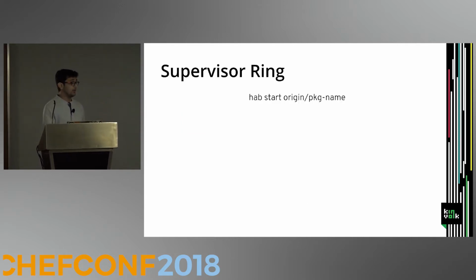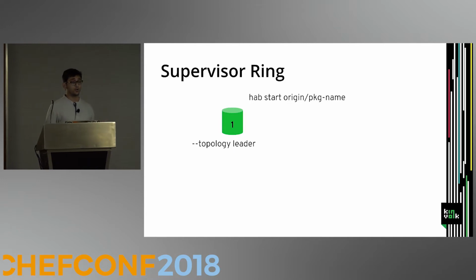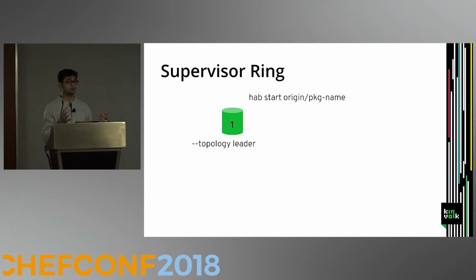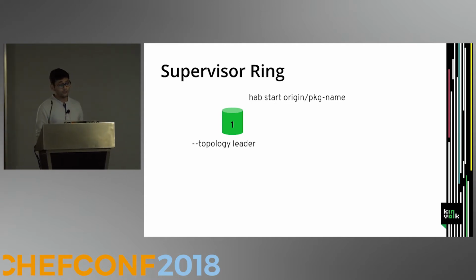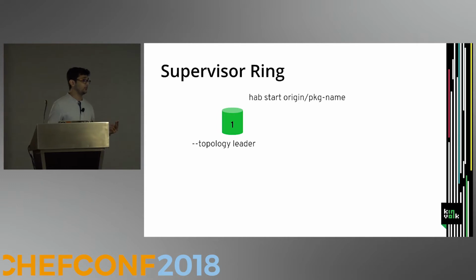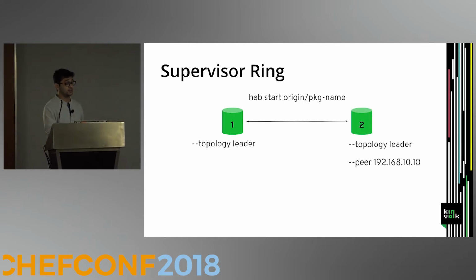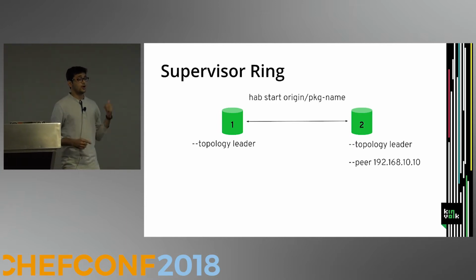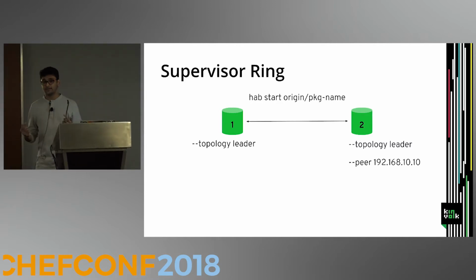And if you run the same command with the topology as the leader flag, that starts the first supervisor instance in the leader topology. The topology is a way of telling the supervisor that there's going to be more, or are you alone or not. Now, if you were to run another instance of your application with the same flag topology as leader, but an additional flag as peer, which is the IP address of your first supervisor, now they start talking amongst themselves.